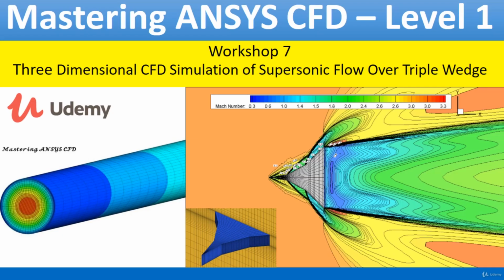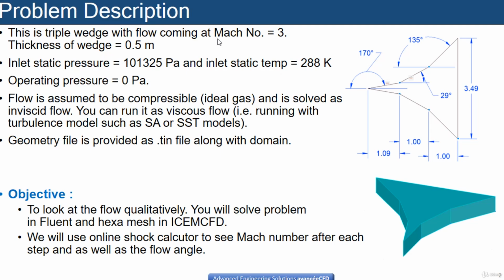From the slides you can see here that we have the triple wedge at Mach number 3, and the half angle of each step is 10 degrees, 29 degrees, and 45 degrees. The height of the wedge is 3.49 and the width of the wedge is 0.5 meters. At the different steps, we have the dimensions of 1.09 meters, 1.0, and 1.0. These are linear dimensions. For the angles, you have to calculate them, or you can directly plot them in AutoCAD. So we have 1.09, 1, and 1, all in meters.